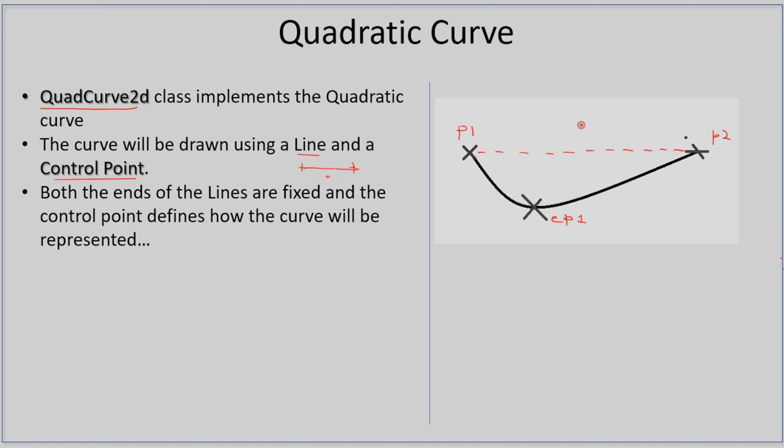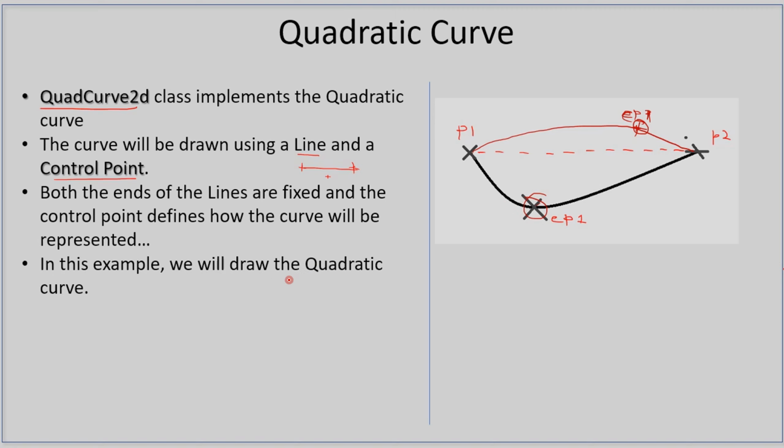Suppose if control point is here, let's assume this is CP2, or we can still say CP1, and if control point is here, then since the ends of the lines are fixed, the line or the curve will be drawn like this. So the control point decides how the curve will be drawn. In this example, we will draw quadratic curve.